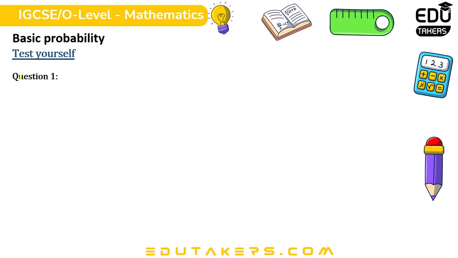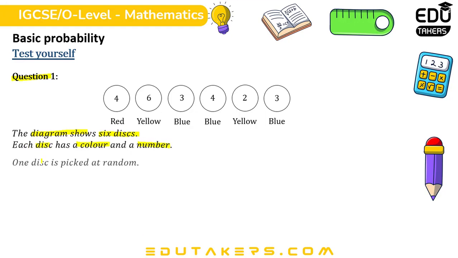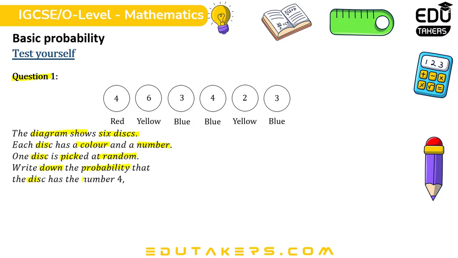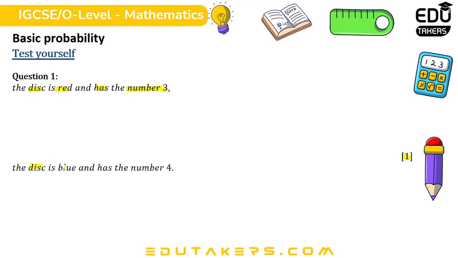Test yourself. Question number 1 is: the diagram shows 6 discs. Each disc has a color and a number. One disc is picked at random. Write down the probability that the disc has the number 4. It's a 1-mark question. The disc is red and has the number 3. The disc is blue and has the number 4. It is of 1 mark.